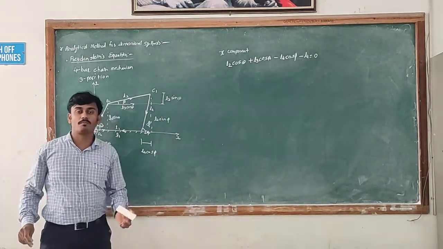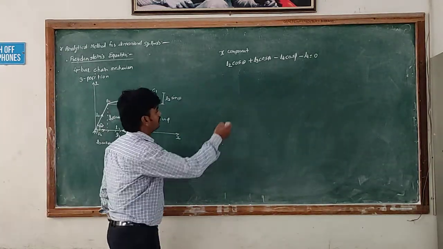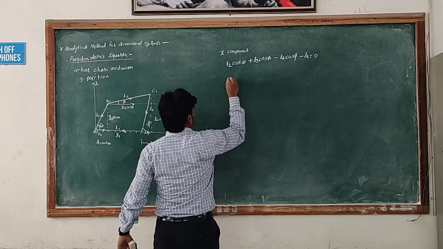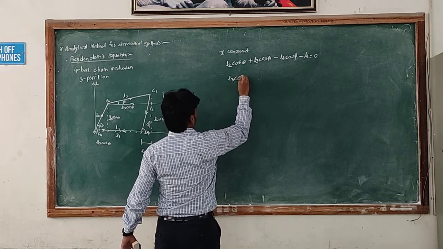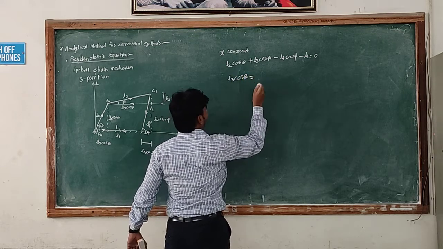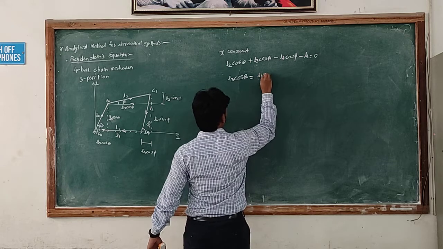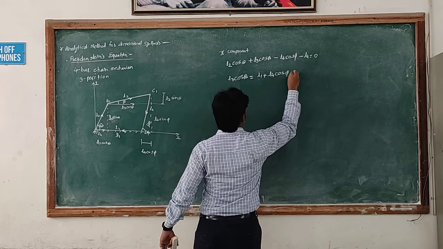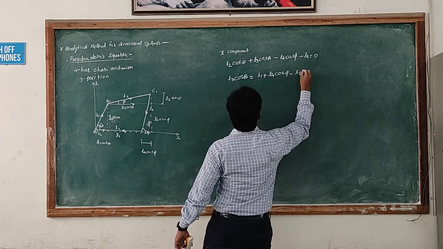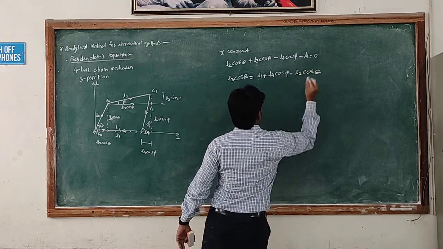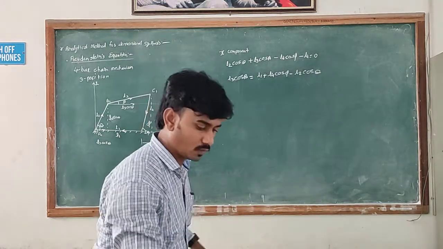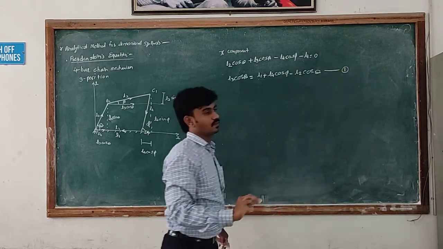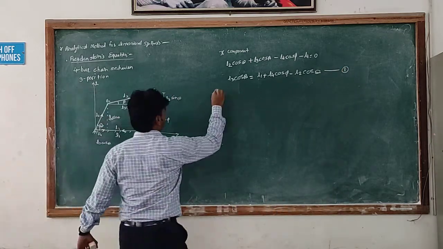We have taken the x component of all four links. Now, rearranging for L3, L3 into cos of beta is equal to L1 plus L4 cos of phi minus L2 into cos of theta. We will mark this as equation 1. Now we will take the y component.